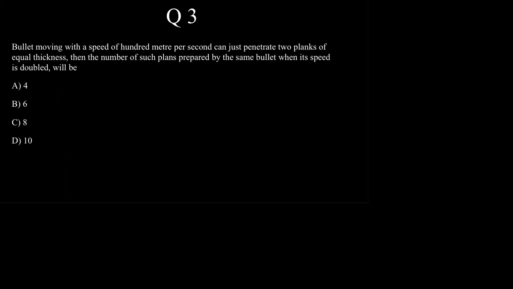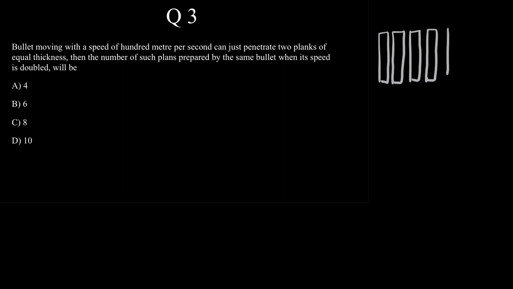Okay, so this is actually a combination of question number 1 and question number 2. Let me draw the figure to help you understand the concept once again. Let us say there were many wooden planks like this. In the first case, a bullet was coming with velocity u. As soon as it travels 2 blocks, its velocity becomes v equal to 0.